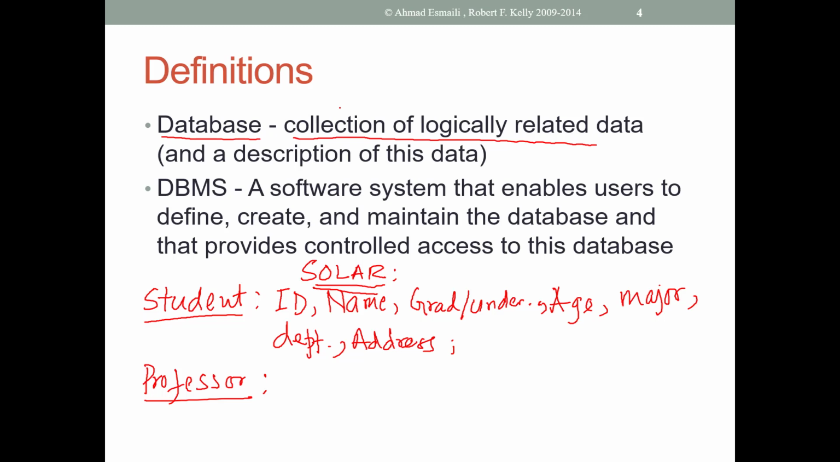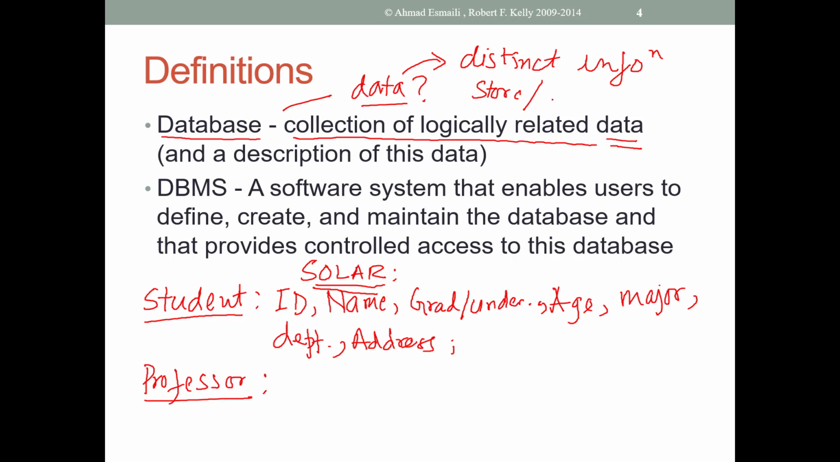Now let's look at the database further. When you say database, you might wonder, what is data? You're saying that a database is a collection of logically related data. Now what is this data? How do we define data? Data is some distinct information which you can store or transmit in a computer. So that's the definition of data. It is distinct information which we can store or transmit using a computer.